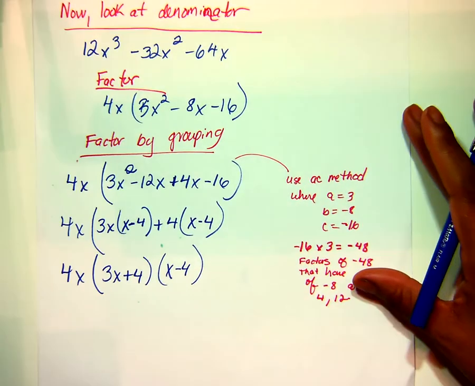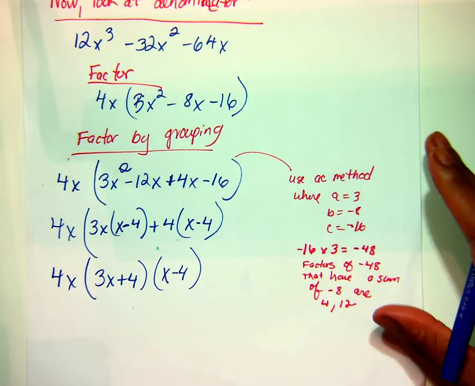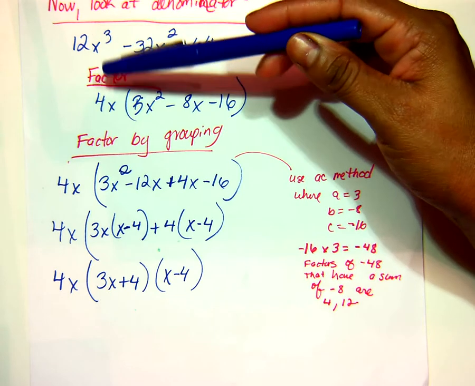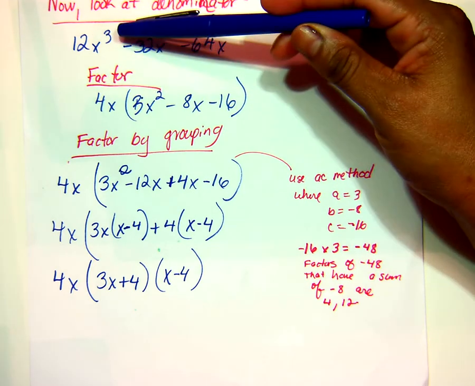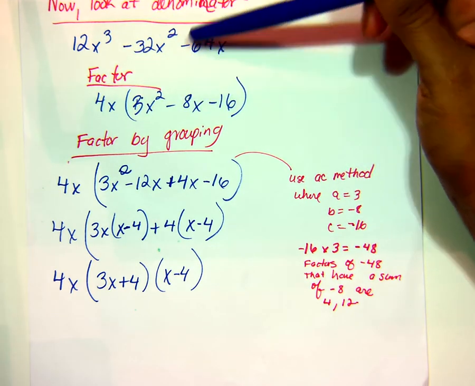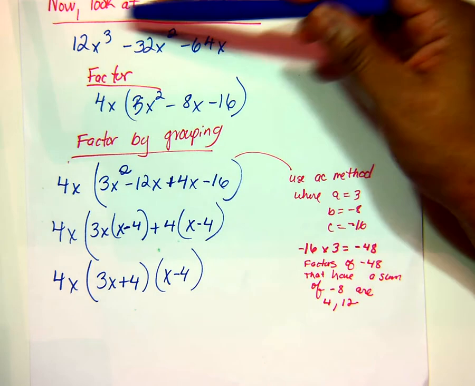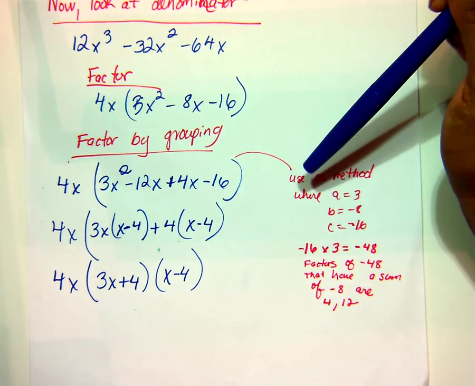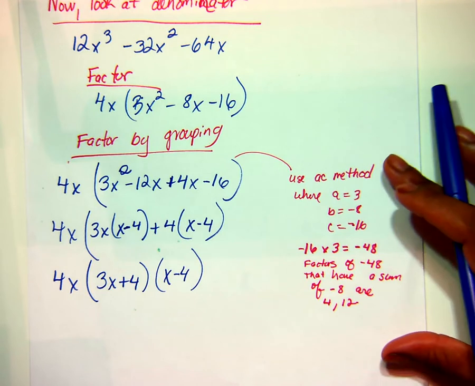So all of this is your denominator now. So I can factor out a 4x from each one of these. So that brings it down to 3x squared minus 8x minus 16, because you're dividing everything by 4. Now we're going to factor by grouping using the AC method. So let me zoom in real quick.